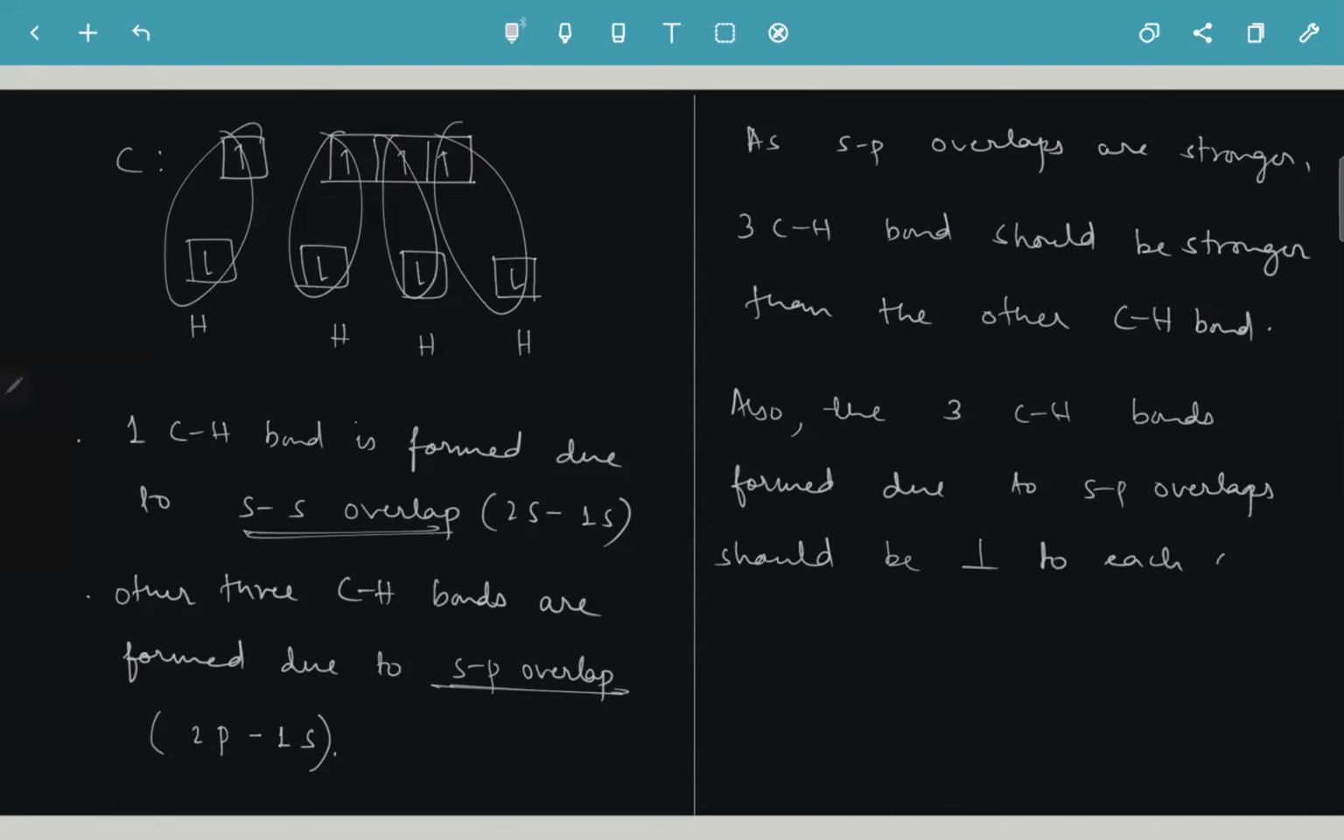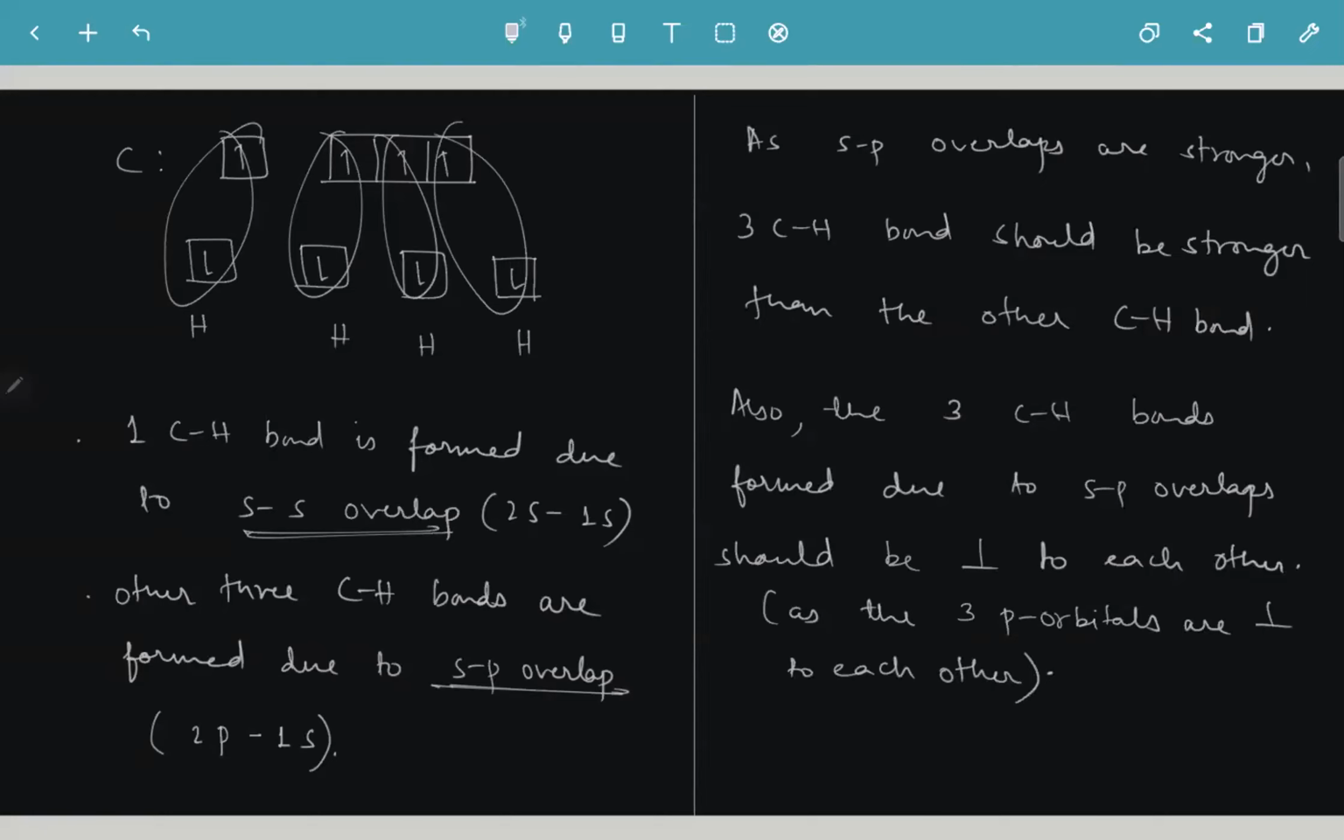Why? One overlap is with px, one overlap is with py, one overlap is with pz, and the three p orbitals are perpendicular to each other. Therefore, the three bonds must be perpendicular to each other, as the three p orbitals are perpendicular to each other. Okay?